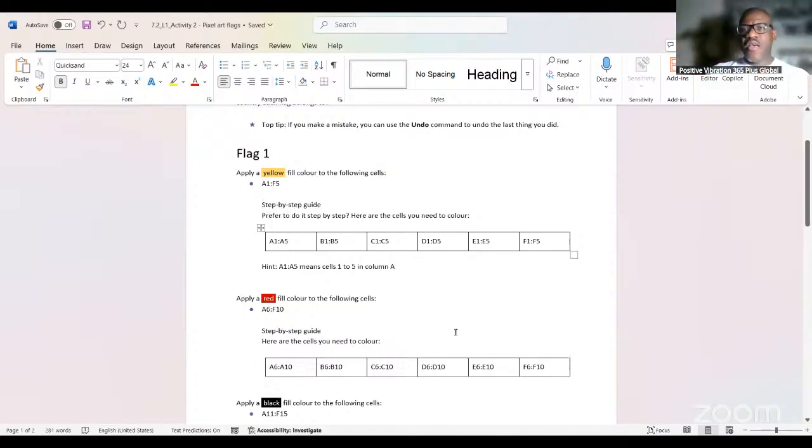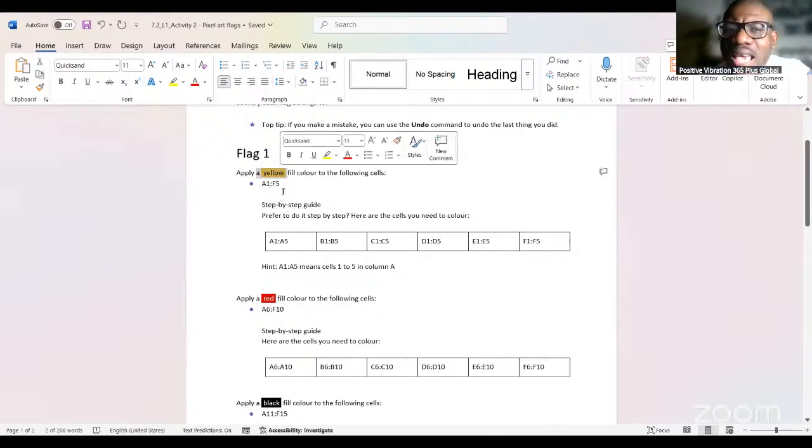All right. I want you to have yours open because I'm going to need you to tell me these special numbers. Let's talk ourselves through it. This is saying from cell A1 to F5. That's a range. We're going to start at A1 and finish at F5. And the color must be yellow.